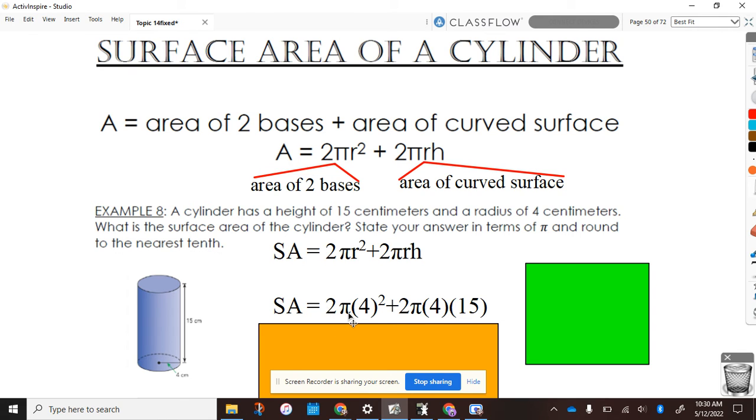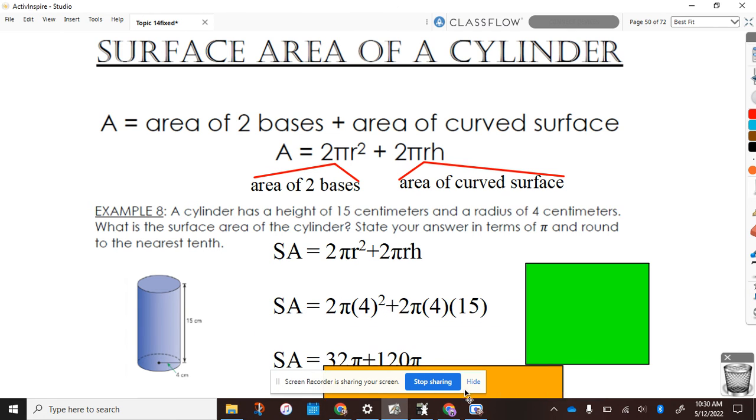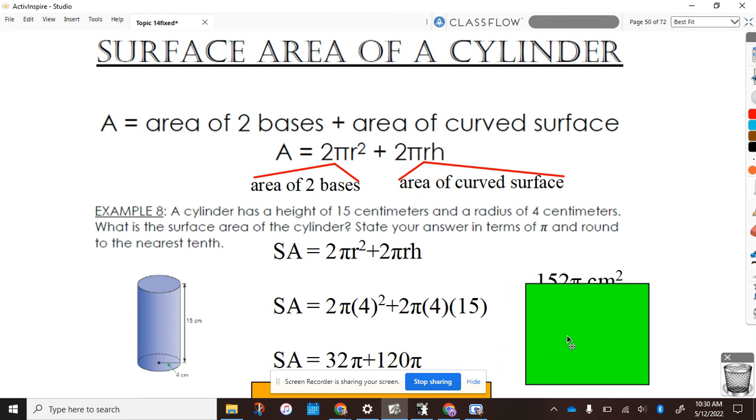All right, 2 pi times 4 squared, well, that's 2 times 16. So our first chunk of that equation would be 32 pi. Our second chunk would be 2 times 4 times 15, which is 120 pi. If we are adding together two things and keeping it in terms of pi, we're just going to add those two numbers, 32 plus 120, and attach pi to the end. We treat it the same way as we've been doing things in terms of pi. All right, so 152 pi.